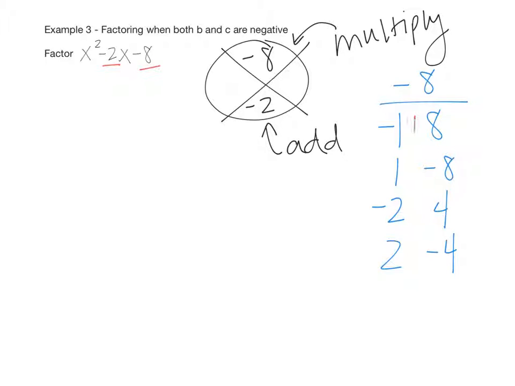When I add each of these results together, I want to figure out which ones add up to negative 2. So here we can see negative 1 and 8. They add up to a positive 7. 1 and a negative 8 add up to a negative 7. Still, neither one of those combinations add up to a negative 2. As we keep going, a negative 2 and a 4 adds up to a positive 2, so we're getting close. Finally, we have our result of 2 and a negative 4. That adds up to a negative 2.